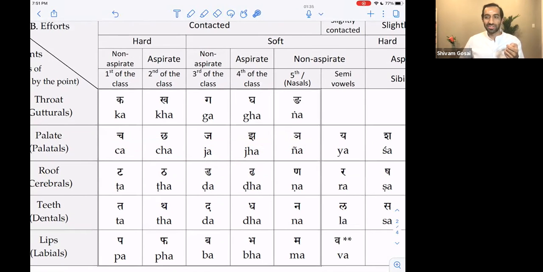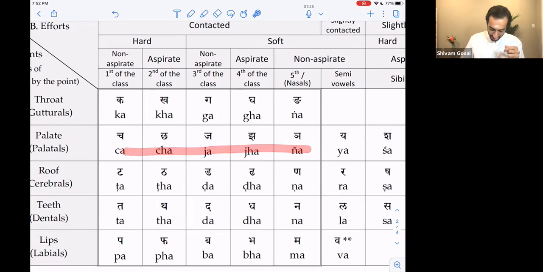I remember I used to take Gujarati Sunday school classes. And we would break our head. Ta, tha, da, they all sound the same. Now I appreciate that there's big differences between them.